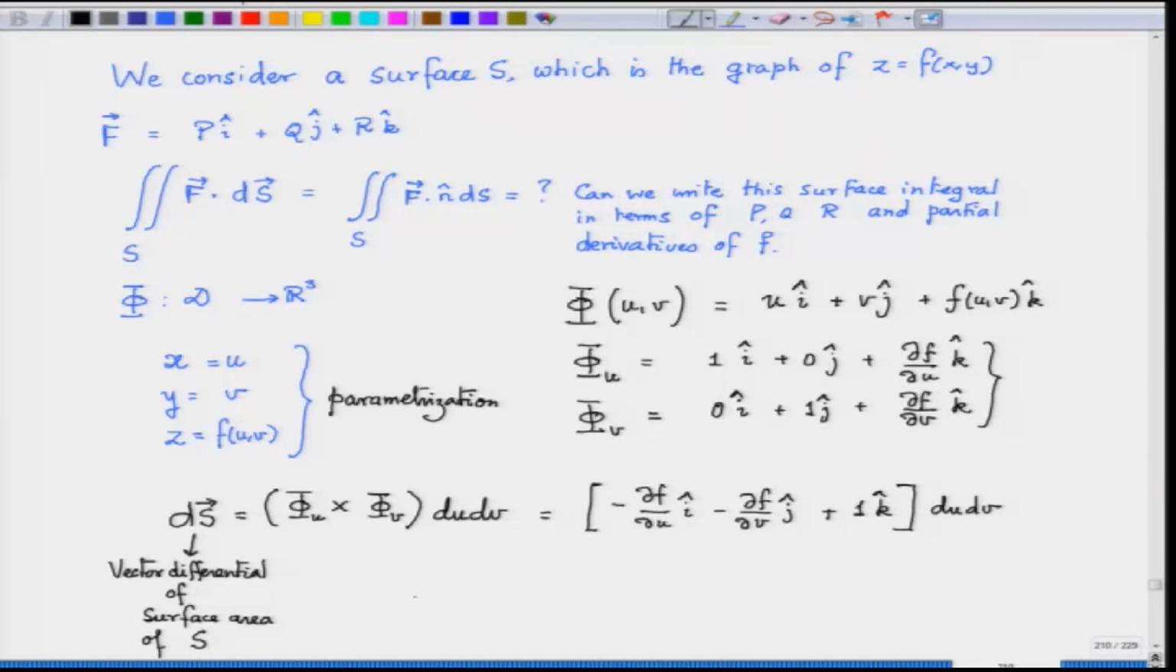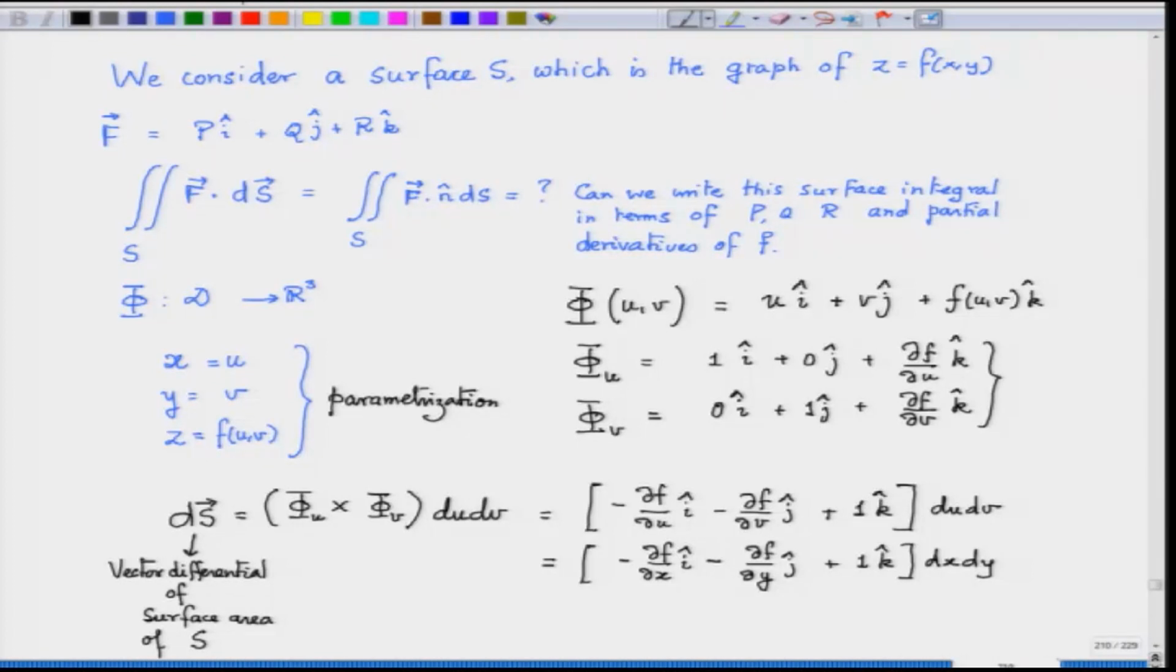But if you look into this very carefully, I can replace u with x. So, I can write minus del f del x i vector minus del f del y j vector plus 1 into k vector. I would ask you to actually compute this cross product, which you can do. And du dv can also be written as dx dy, because u is x. So, dS vector is this.